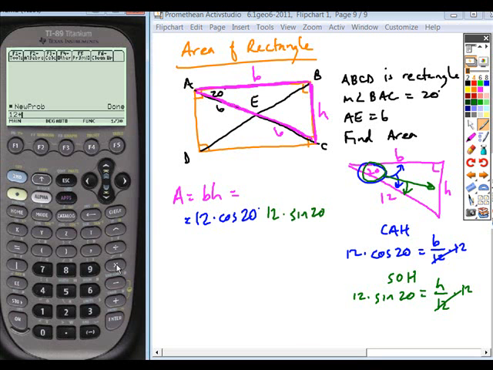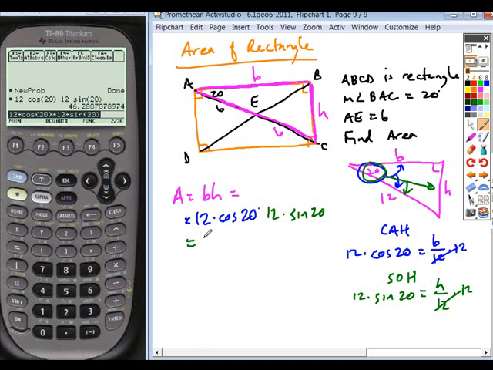Now we can simply calculate those out to get our whole solution. So if we take 12 times the cosine of 20 times 12 times the sine of 20, if we put our answer in decimal form, we get the area to be approximately 46.28. It is a two-dimensional area, so it's square units. But again, you can see that we're going to be relying heavily on the relationships from the triangle chapter, especially the right triangle stuff.